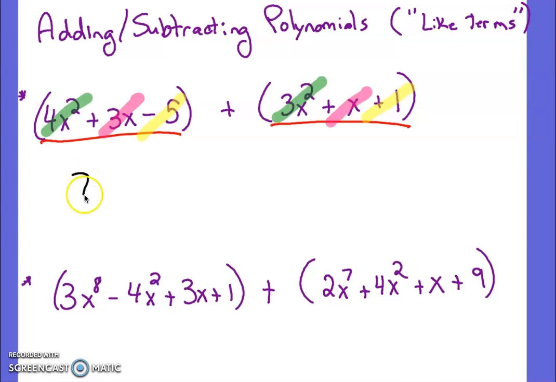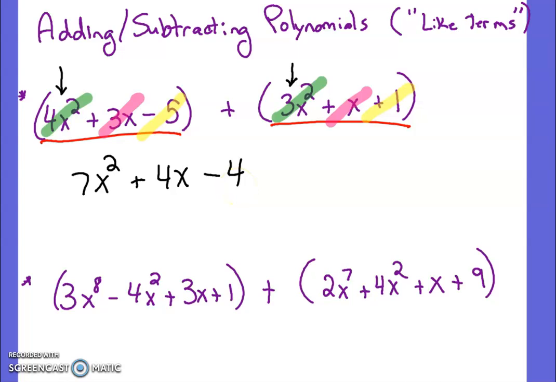So that would give us 7x squared. Notice I have 4 of them, I have 3 of them, that means 7 of them. And then I'm going to combine the x's together, that's 4 of them, and then I'm going to combine the numbers together, and that's -4.